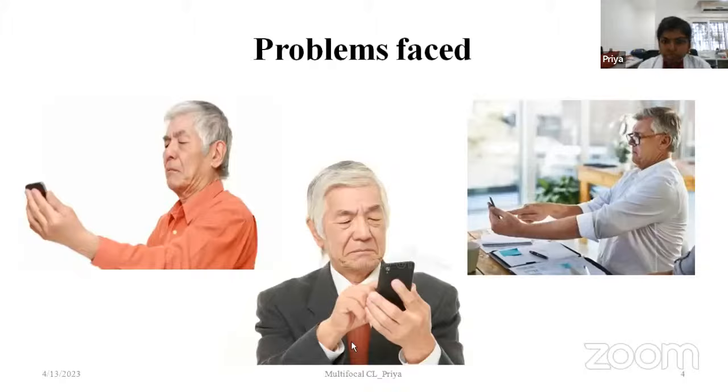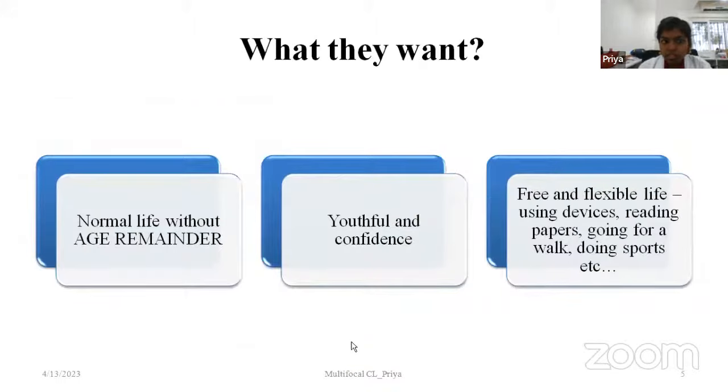The problems faced by the presbyopes. What they want: normal life without age reminders, youthful and confident, a free and flexible life using devices, reading papers, going for a walk, doing sports, etc.